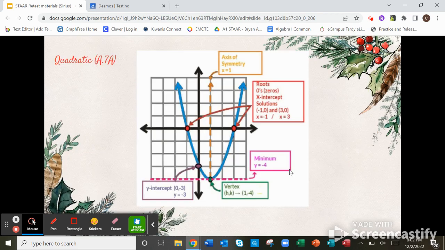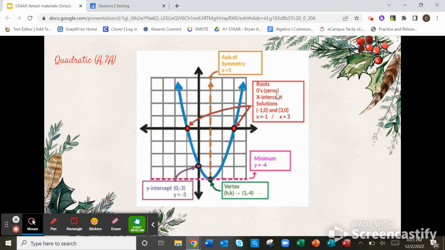Now, this is more vocabulary for quadratic functions. We have the axis of symmetry, which is straight down the middle of the graph. So just think about it like a butterfly, right? If we were to fold it, or a heart, right? If we were to fold it, it would be the same on both sides.